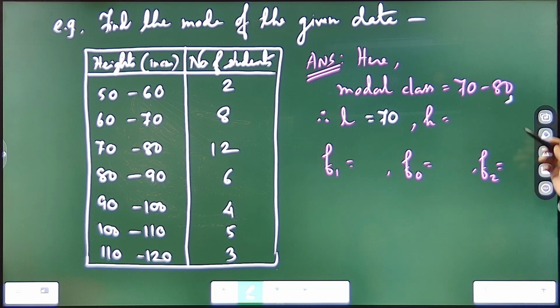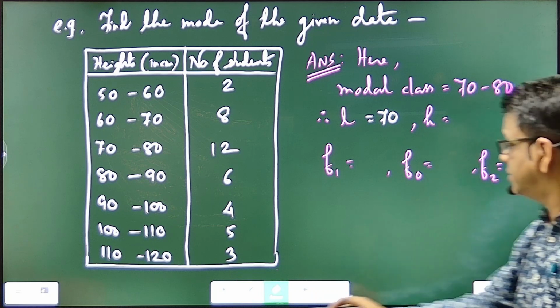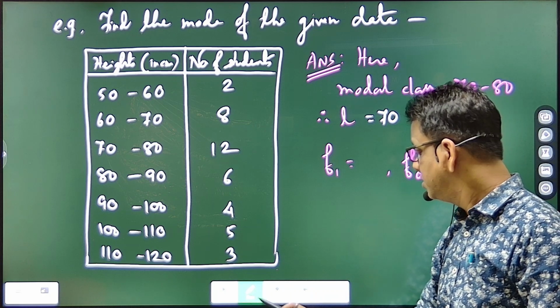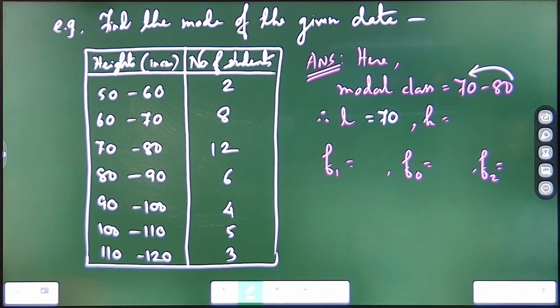h is the class size. Class size in the sense of how big the class is. So this is simply upper limit minus lower limit. So that means 80 minus 70. How much? 10.